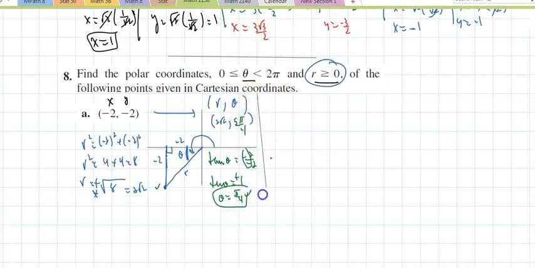So we want to do this without a calculator. And I wanted to tackle one more.